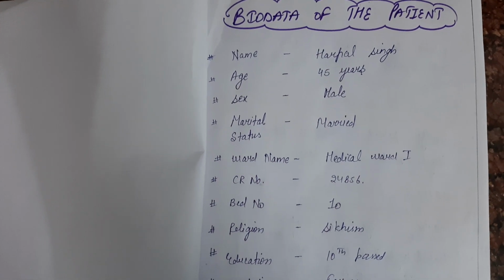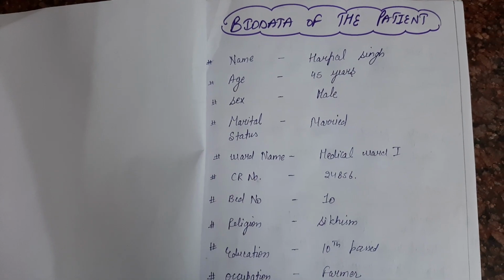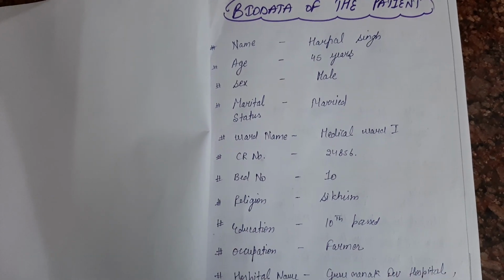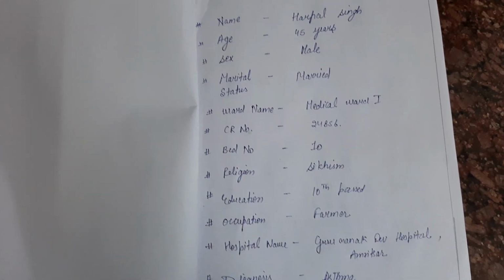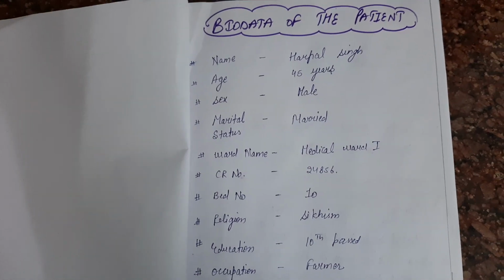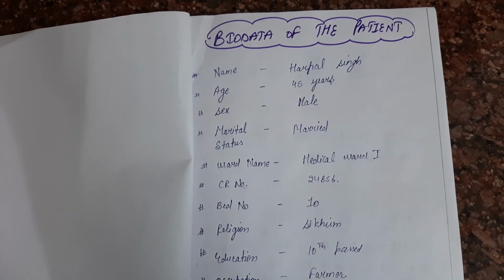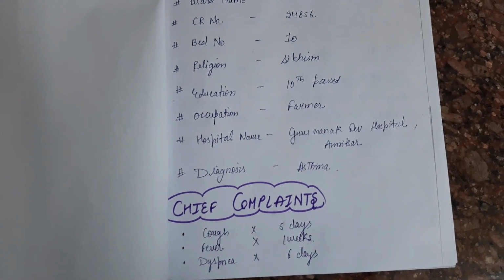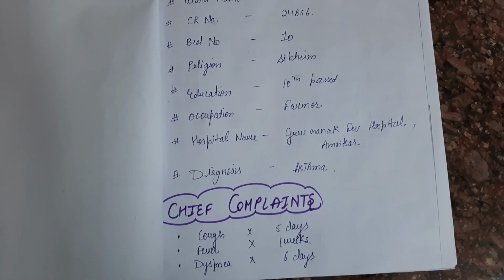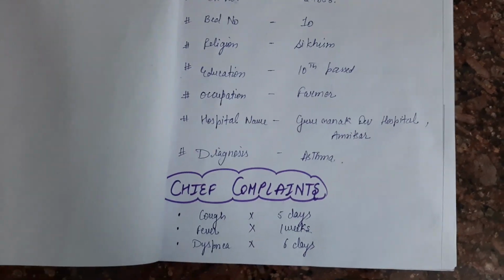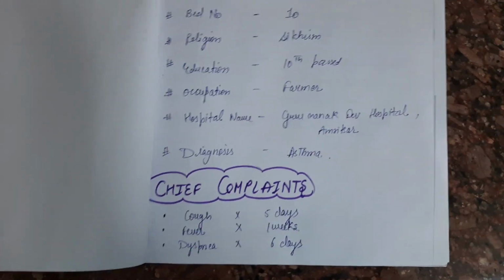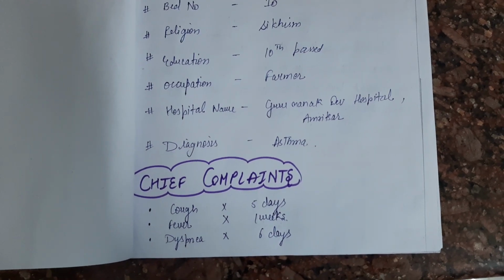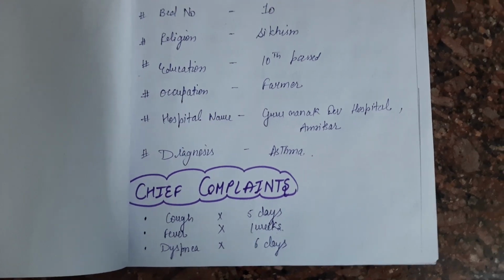So in biodata, we should take name, age, sex, marital status, ward, CR number or file number, bed number, religion, education, occupation, all that is considered in the biodata. After collecting the biodata of the patient, we have to know and write up about the chief complaints. Chief complaints are what the patient is suffering from, like cough for 5 days, fever for 1 week, and dyspnea for 6 days.